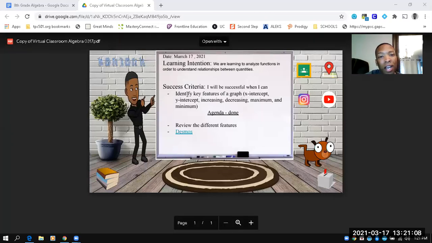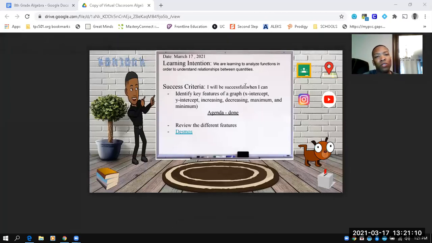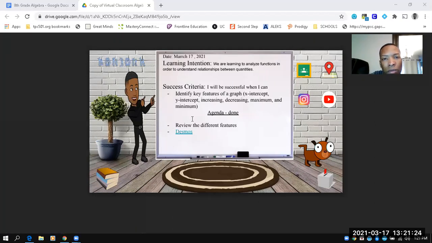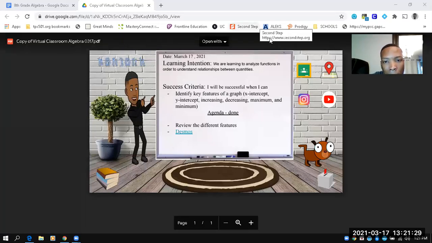It's right there. Success criteria: I will be successful when I can identify key features of a graph, talking about the x-intercept, the y-intercept, when it's increasing, when it's decreasing, when there's a maximum, and when there's a minimum. We're going to go through all those different things, and then we're going to go through a Desmos activity. I'm going to go ahead and pull up the whiteboard.